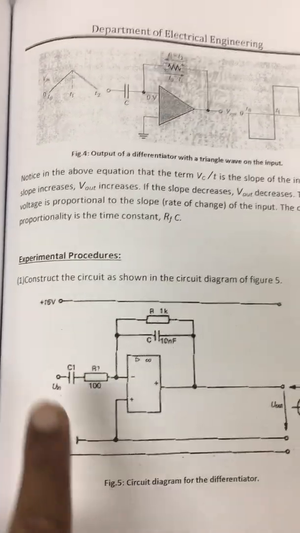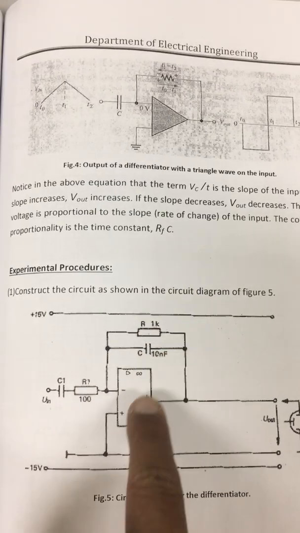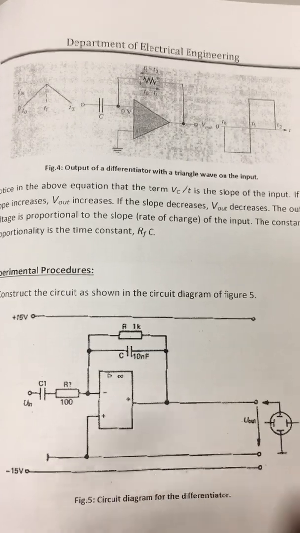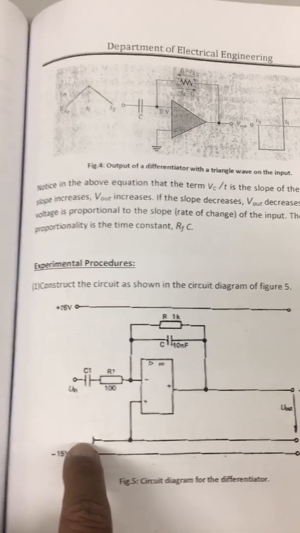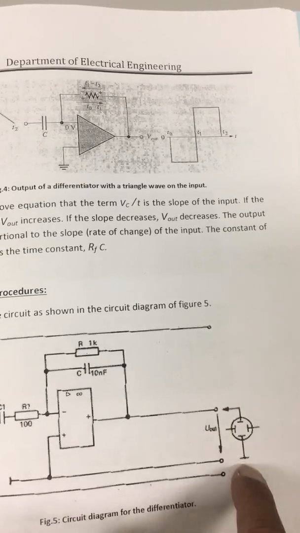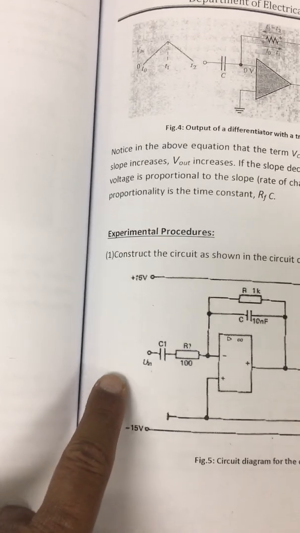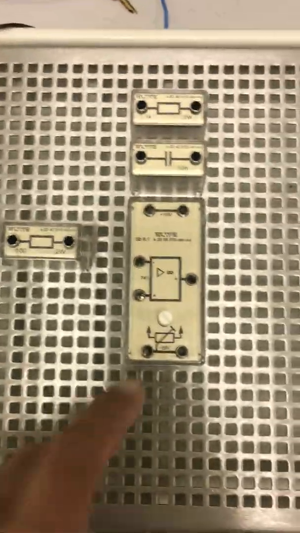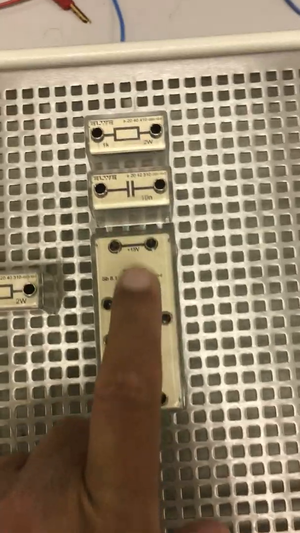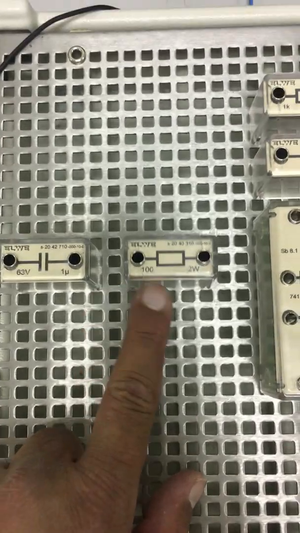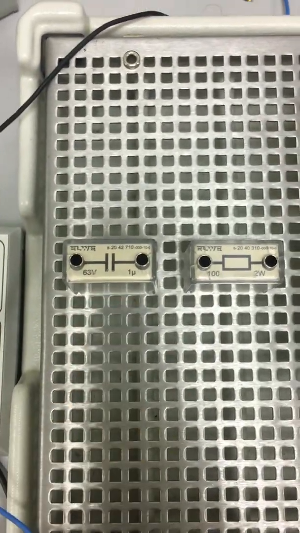It is a simple circuit. Plus 15 volt will be applied to the op amp, minus 15 will be applied to the negative of the op amp, and the non-inverting terminal will be grounded. To the output we will connect the oscilloscope, and to the input we use the function generator. Coming to the connections, this is our op amp, 10 nanofarad, 1 kilo ohm, 100 ohm, 1 microfarad.